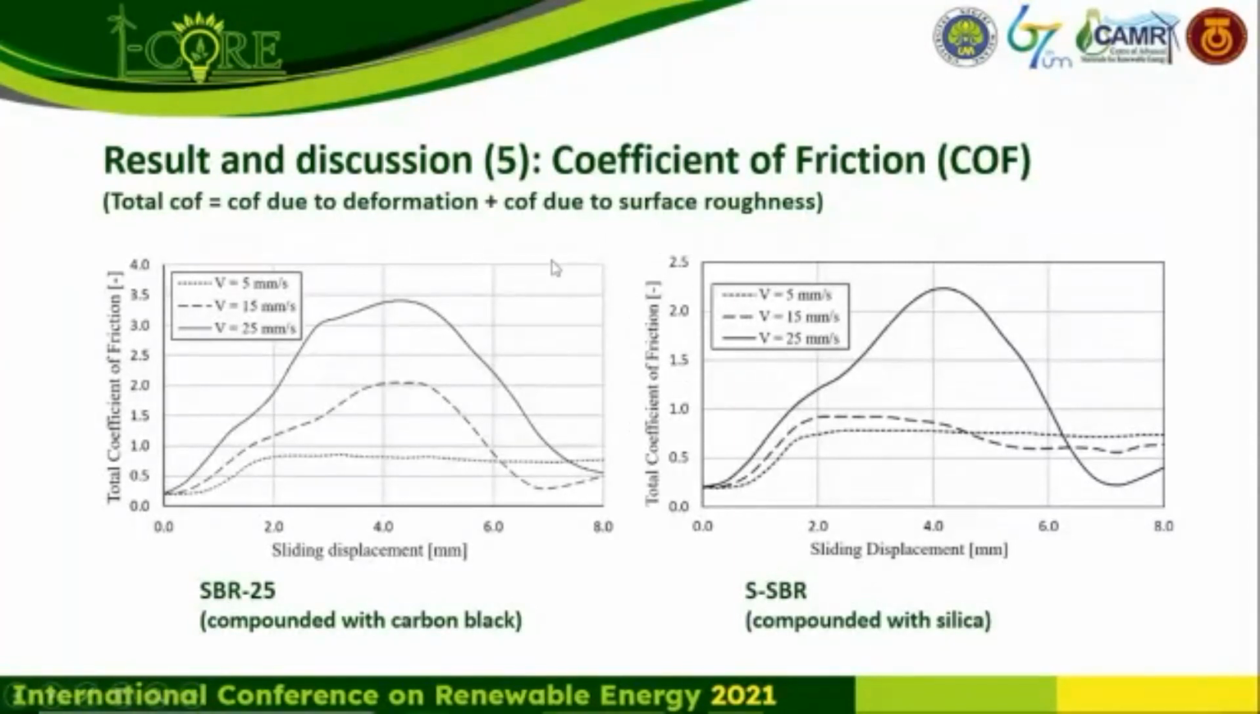And coefficient of friction consists of two sections, due to deformation and due to surface roughness. It also shows that the total coefficient of friction at high sliding speed also provides a highly fluctuating value for SPR 25 and SSPR.